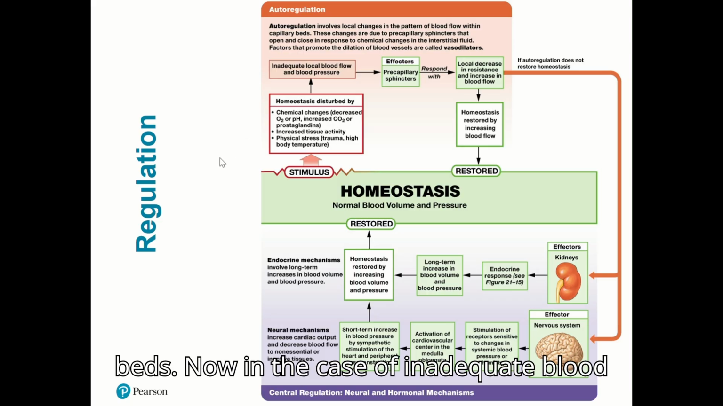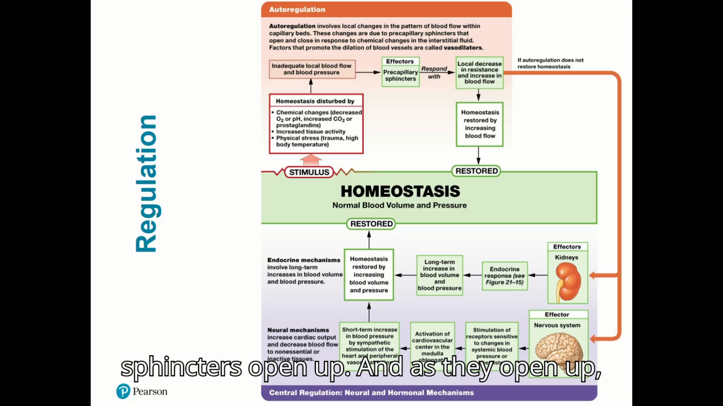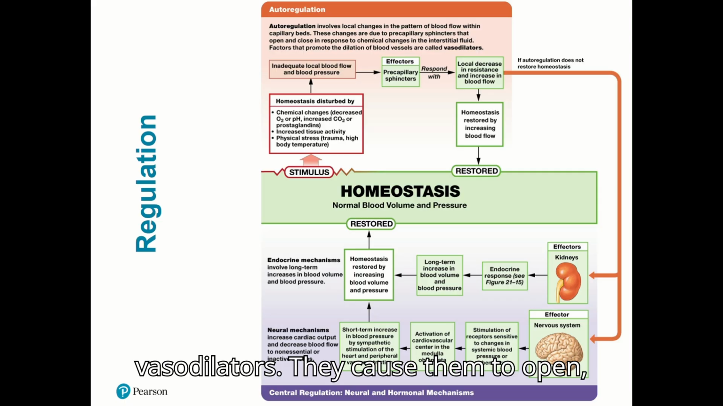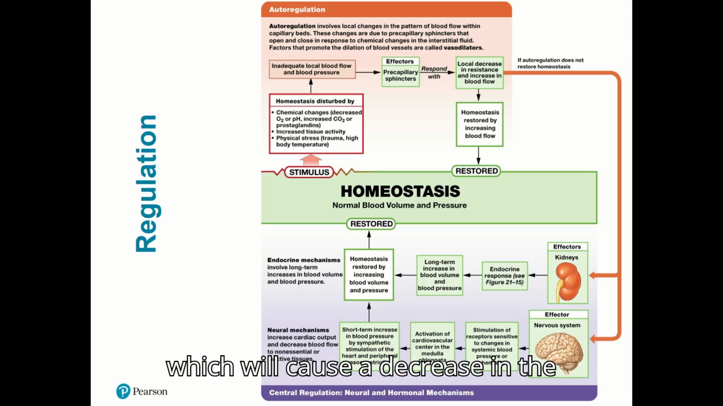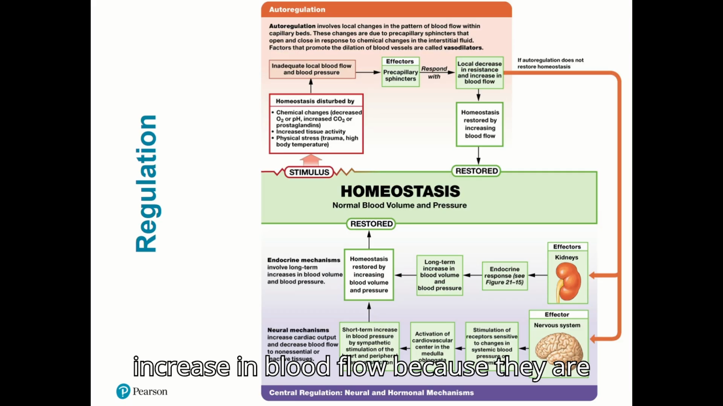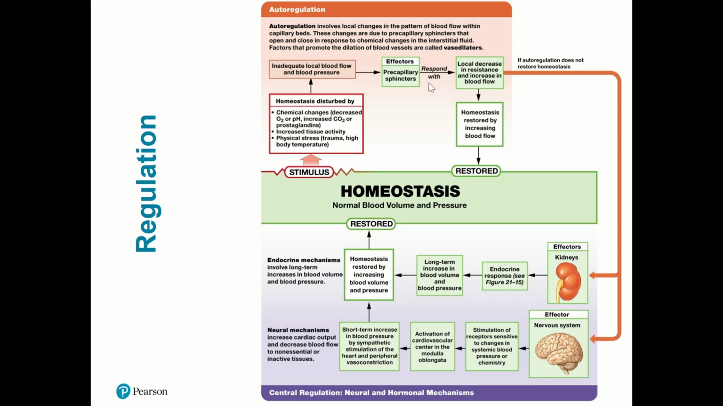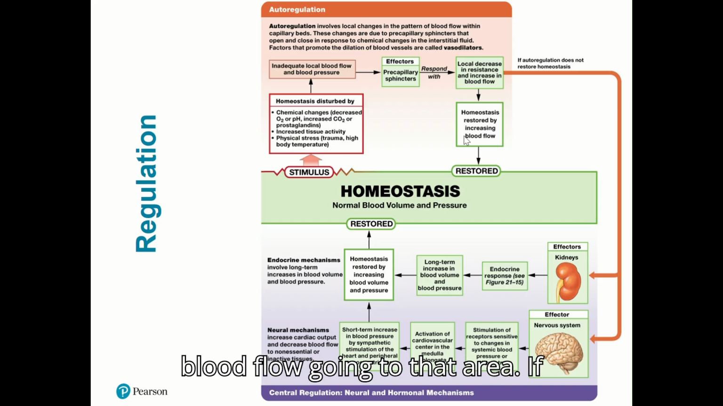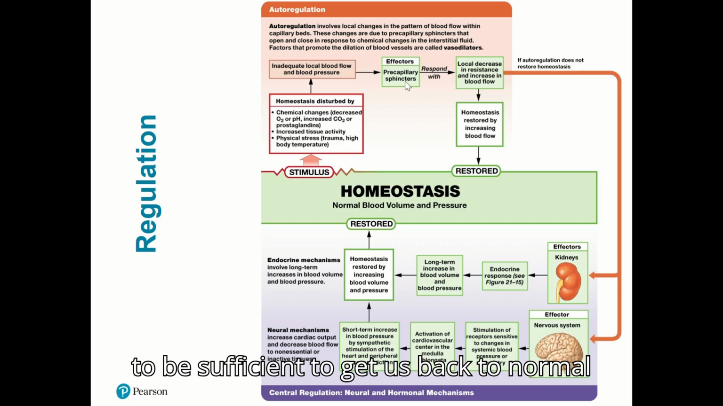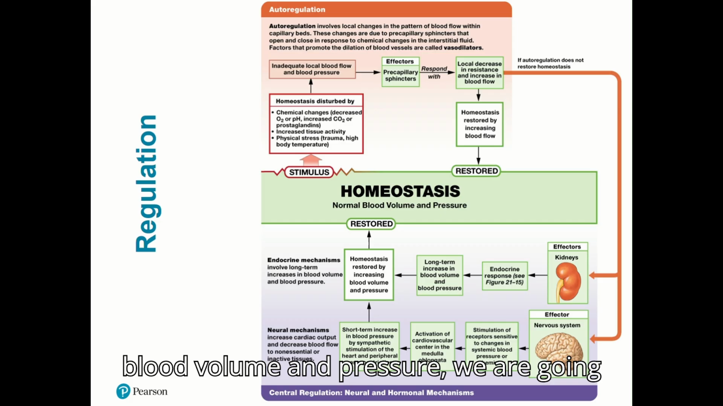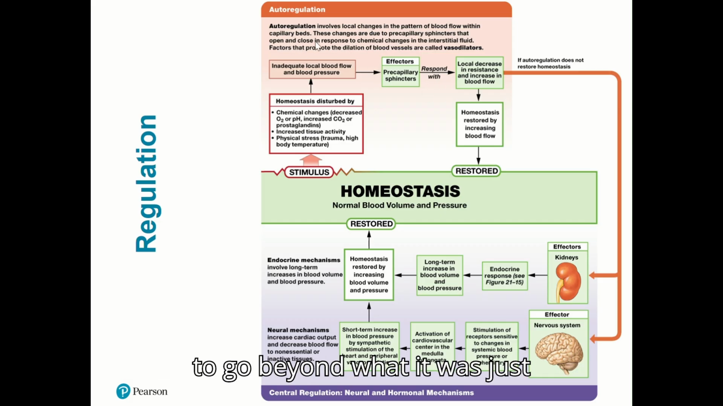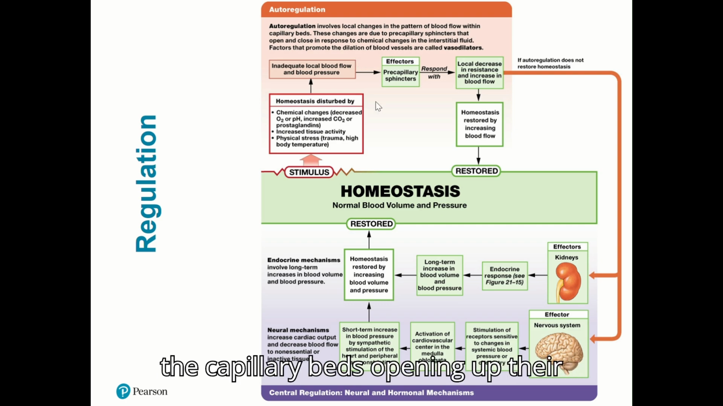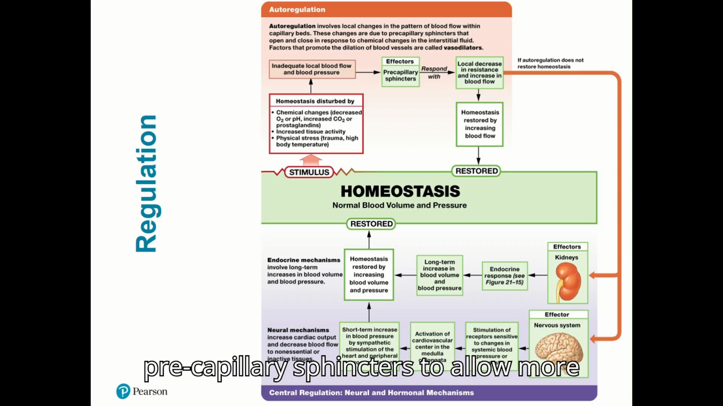Now, in the case of inadequate blood flow, we're going to have the precapillary sphincters open up. And as they open up, you're going to use what we refer to as vasodilators. They cause them to open, which will cause a decrease in the resistance, which means we have an increase in blood flow because they are inversely proportional to each other. Then at that point, that might restore our homeostasis because you have enough blood flow going to that area. If something happens and that is not going to be sufficient to get us back to normal blood volume and pressure, we are going to go beyond just autoregulation. So that autoregulation was just a local response for the capillary beds opening up their precapillary sphincters to allow more blood in.